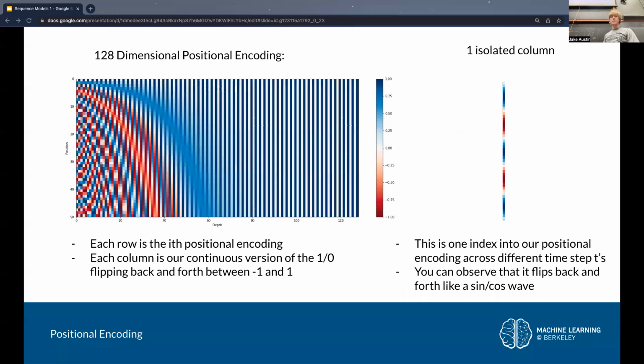If we look at the columns on our continuous version, on the right, it's doing the same alternating thing between high values, blue, and low values, red, alternating back and forth as you go along in our sequence. So we've basically found a continuous analog for a binary positional encoding to append onto all of our elements. It's kind of a weird thing.